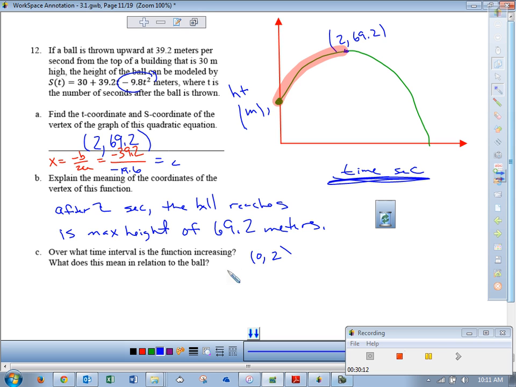What does this mean in relation to the ball? What do you think? Cool. From 0 to 2 seconds, right? We have to put that in there. The ball increases in height from 0 to 2 seconds. The ball increases in height between 0 and 2 seconds. That's all it means.